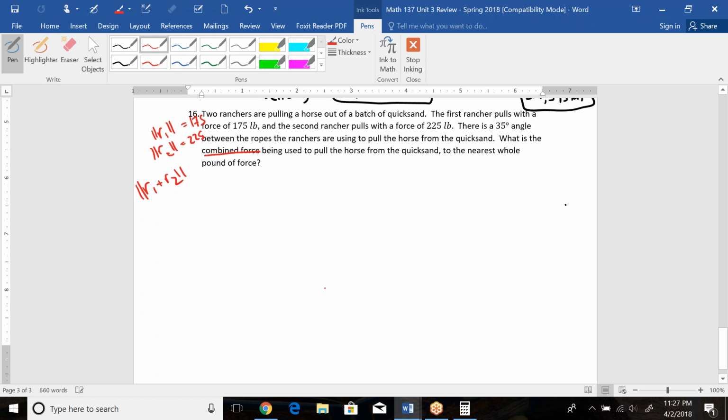So the best way to draw this picture, and excuse my drawing because I'm drawing me a little horse. Ooh, he's stuck in the quicksand. He's almost drowning. Poor sad horse.